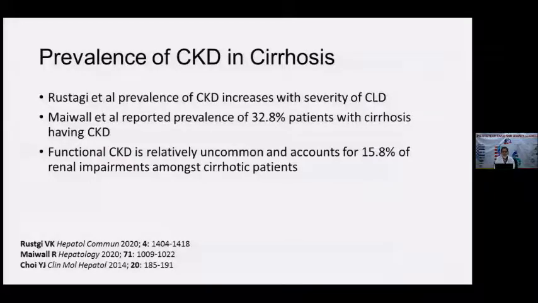Prevalence of CKD in cirrhosis, Rastogi et al. showed that it increases with severity of CLD. Maiwal et al. reported prevalence of 32.8% patients with cirrhosis having CKD. Functional CKD is relatively uncommon and it accounts for 15.8% of renal impairments among cirrhotic patients.